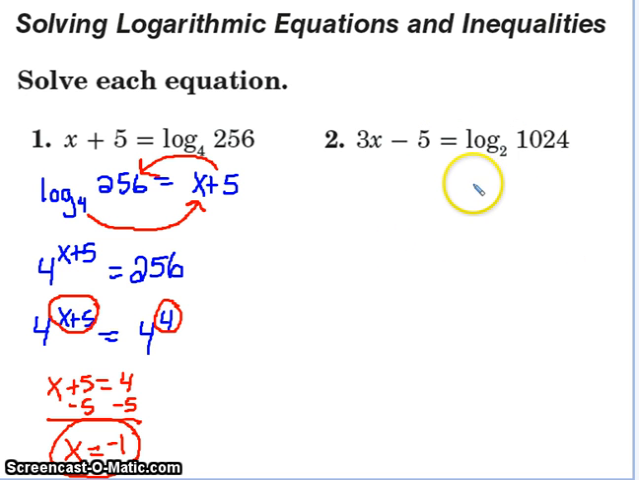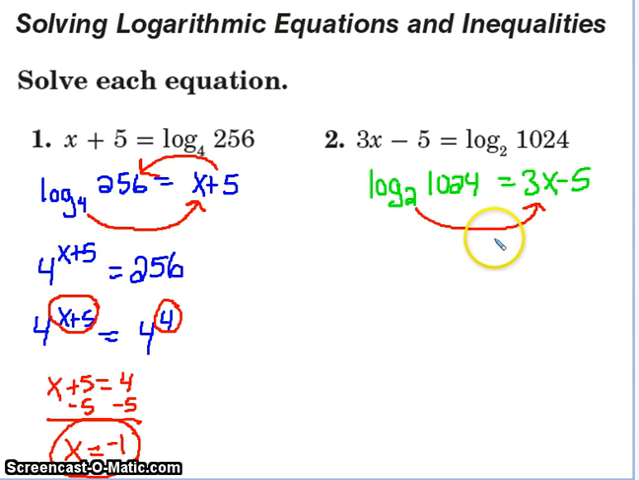Problem number 2, we are setting ourselves up the exact same way. We don't know what to do with logs, but we do know our logarithmic relationship. So one more time, I'm going to write it in the format that we are used to seeing, and then draw our relationship. We've got 2 to the 3x minus 5 equals 1024. Now, I don't know about you. 2 to the 3x minus 5 equals 1024.